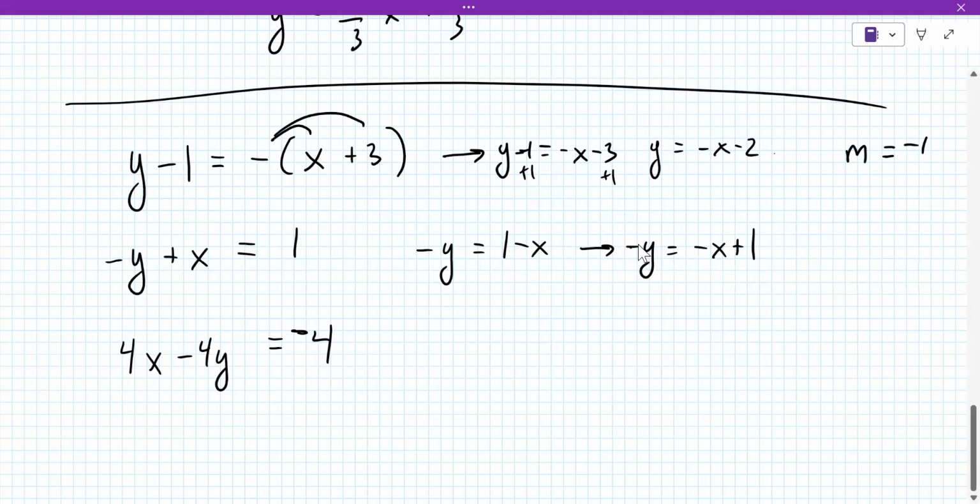So multiply it by a negative. Exactly, or divide everything by -1, however you see it. That changes the signs of everything. So then the slope would be +1. Yes.